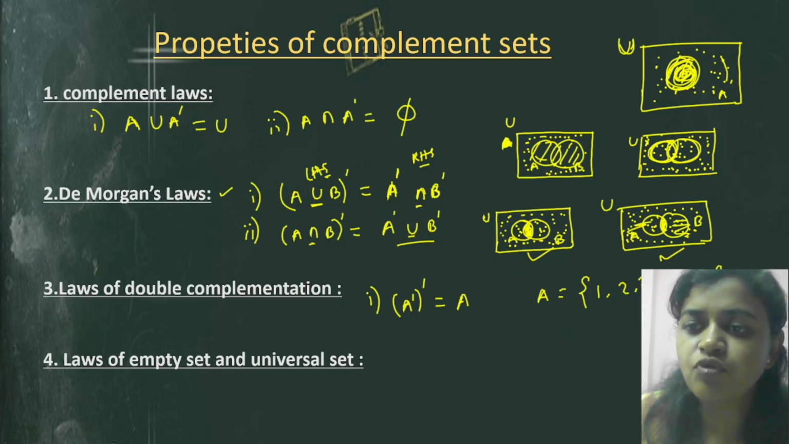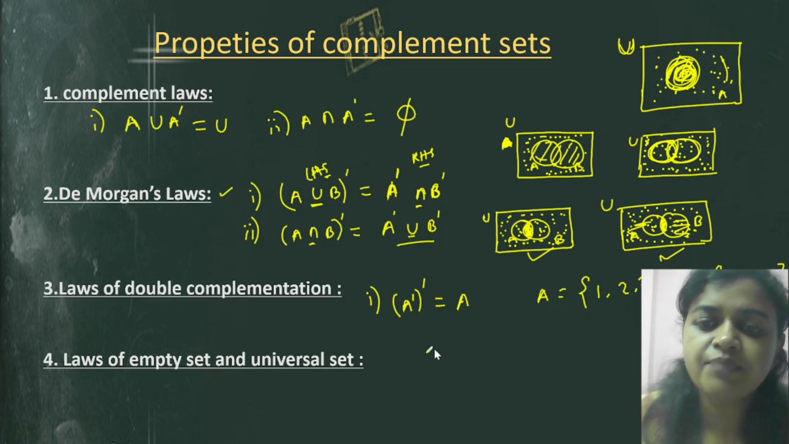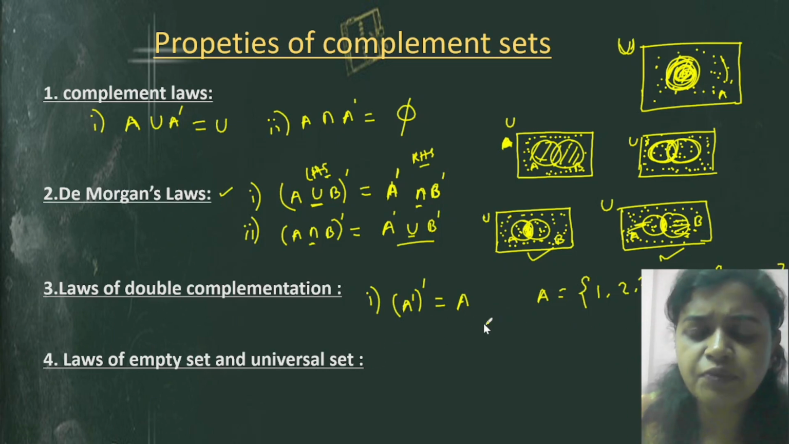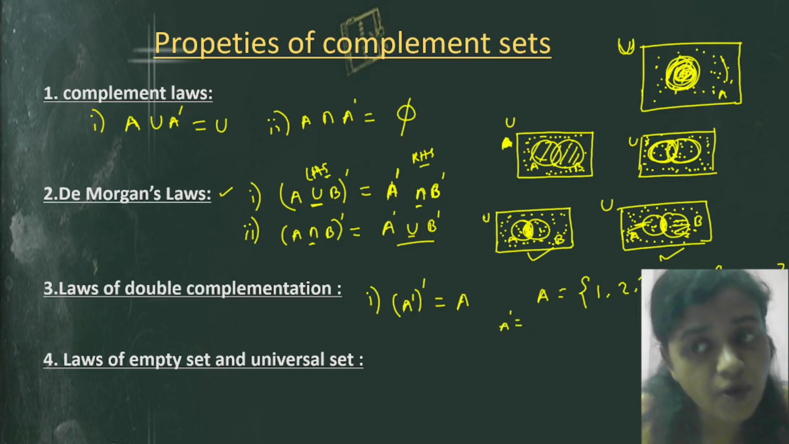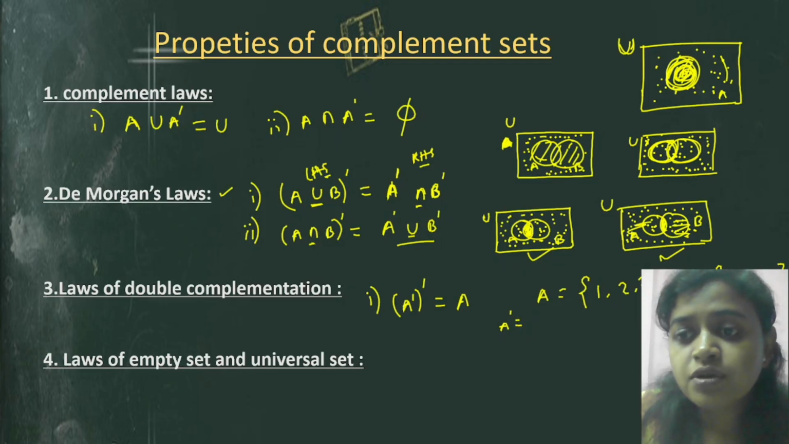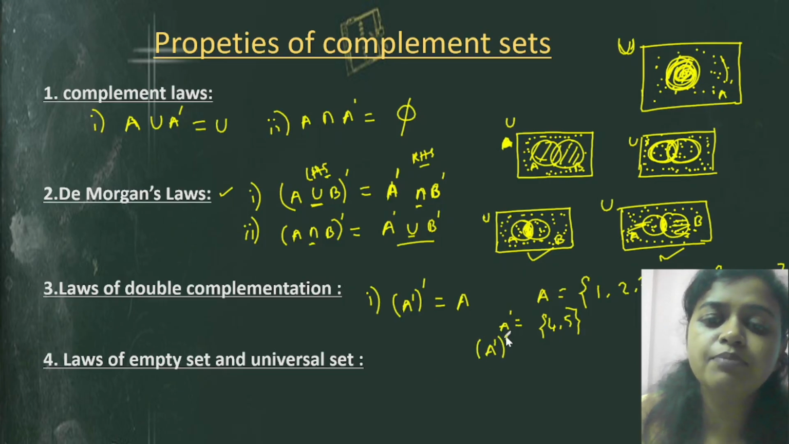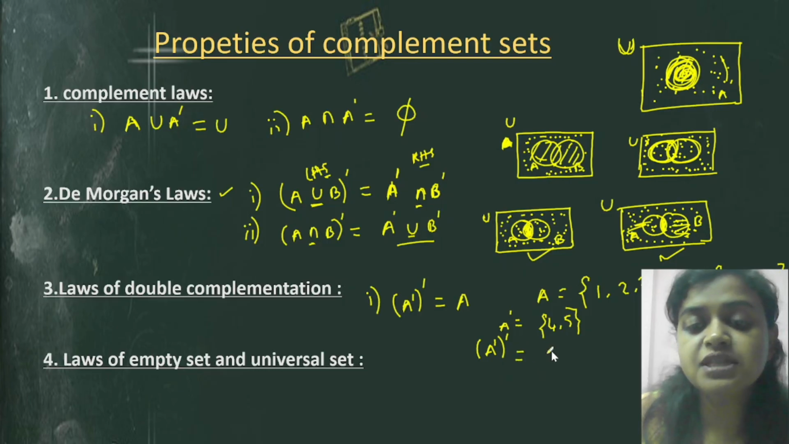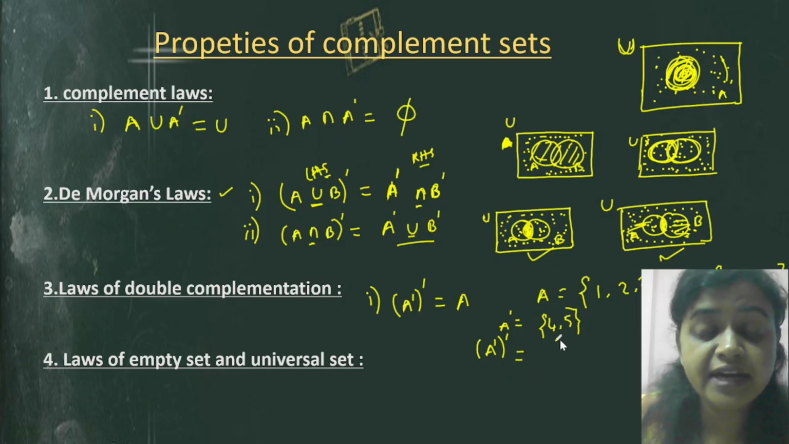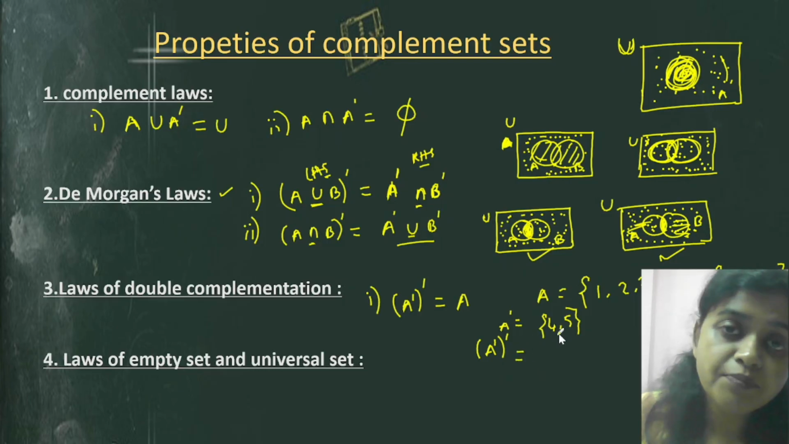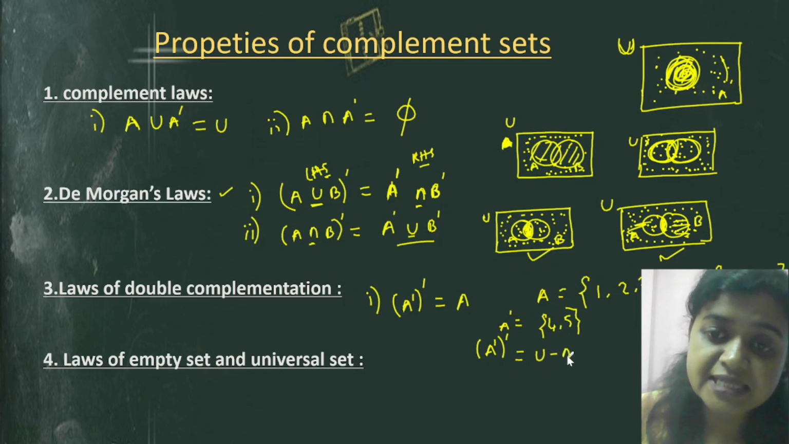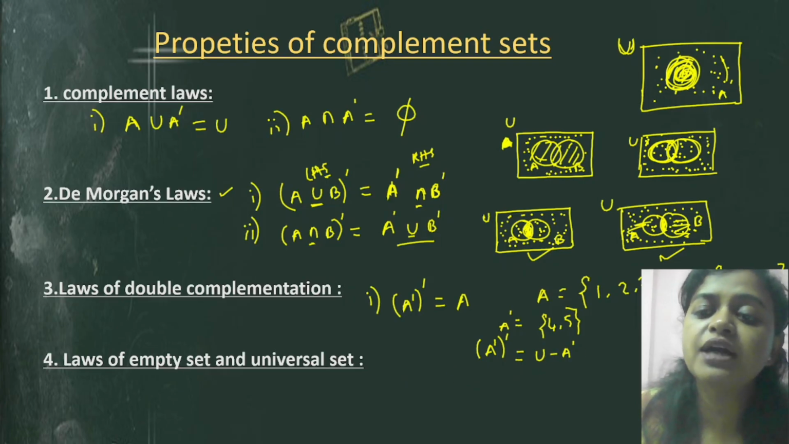U is {1, 2, 3, 4, 5}. Clear? So we have to find A complement. A complement means what? We have to remove 1, 2, 3 from the U set. So we will find 4 and 5. Okay. Now we have to find the complement of A complement. So now we have to find the difference of A complement from the universal set, meaning U minus A complement. Got it? So U minus A complement. So U set is what? 1, 2, 3, 4, 5.